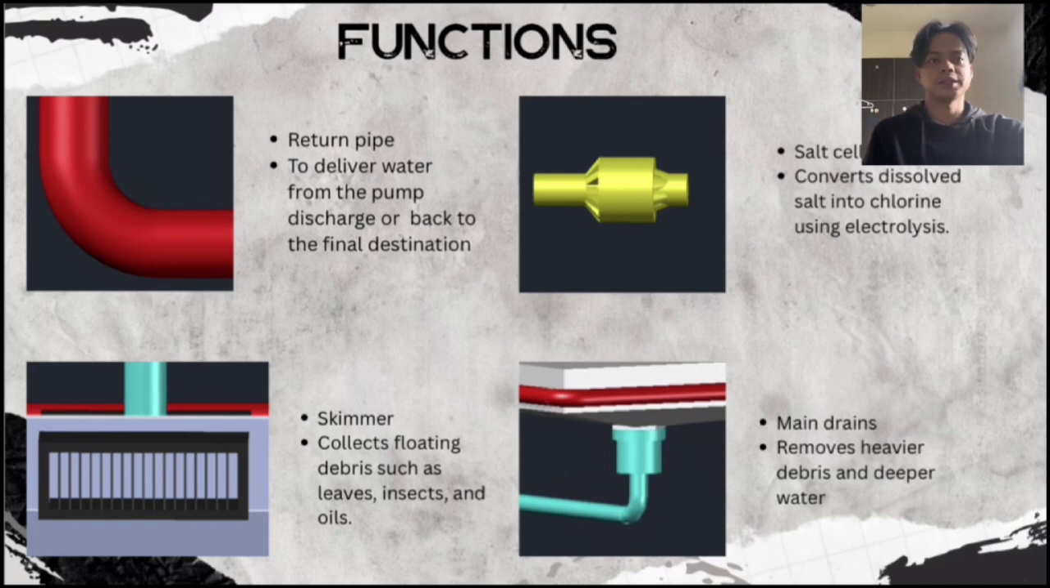The next one is the skimmer, which collects floating debris such as leaves, insects, and oils. And the last one is the main drain. It is used to remove heavier debris in deeper water.